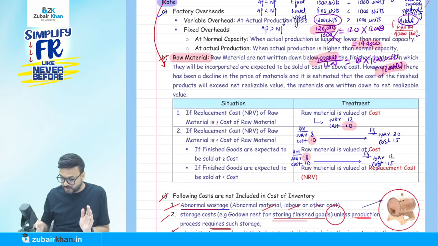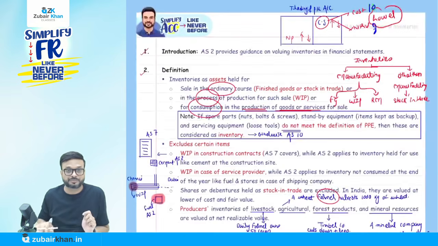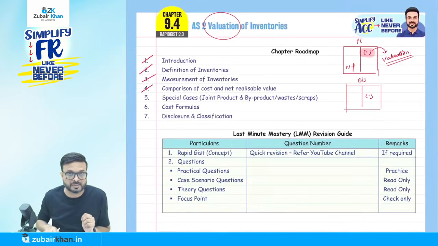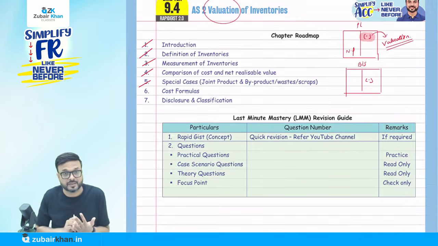But if my finished good is also going to sell lower than the total cost, in that case I will record it at the NRV. This is an important point. Now, because of what? The conservatism approach. Now, special formula is allowed, the special case.